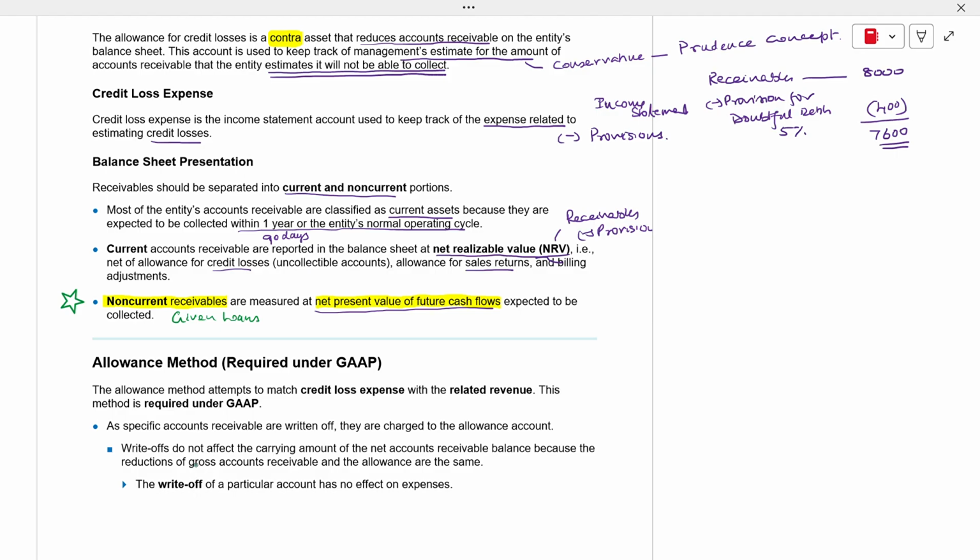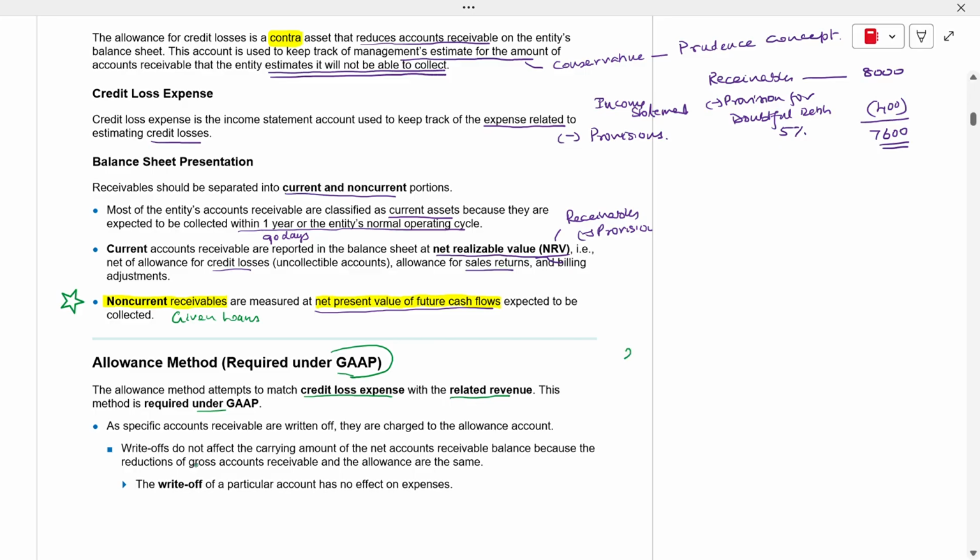Now, what is the rule of GAAP? This is most important. Is the allowance method required under generally accepted accounting principles? The allowance method attempts to match credit loss expenses with related revenue. This method is required under GAAP. You have to match the expenses with the related revenue.